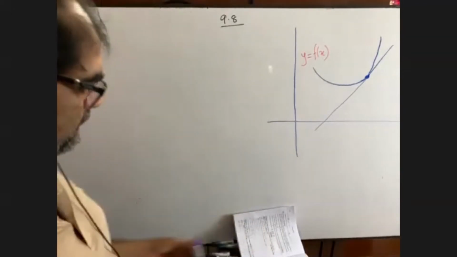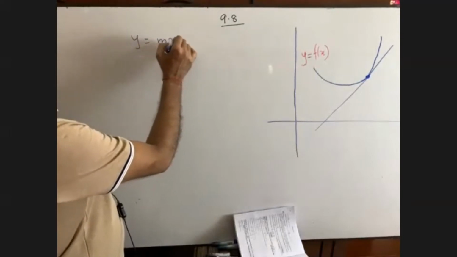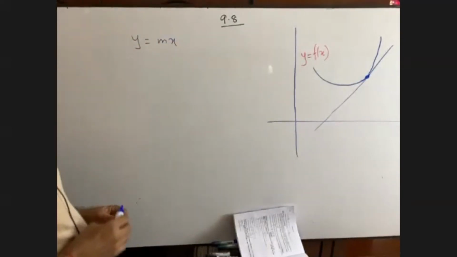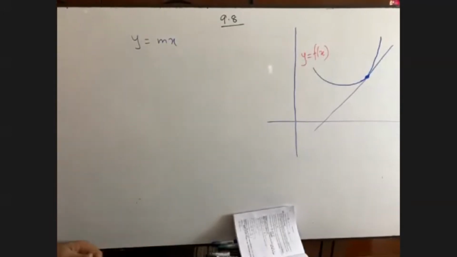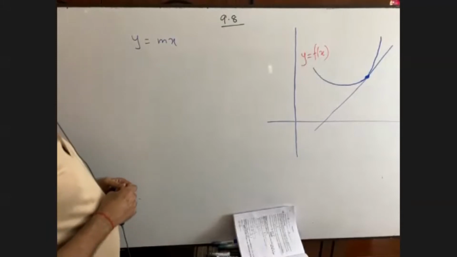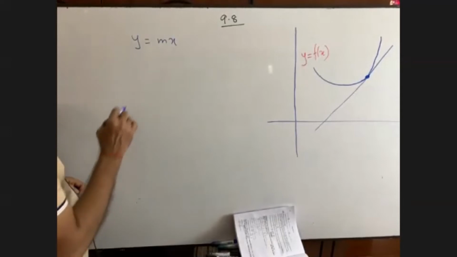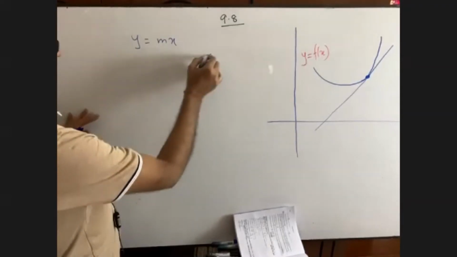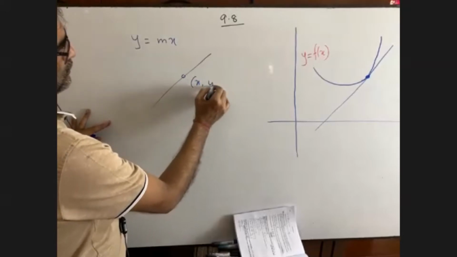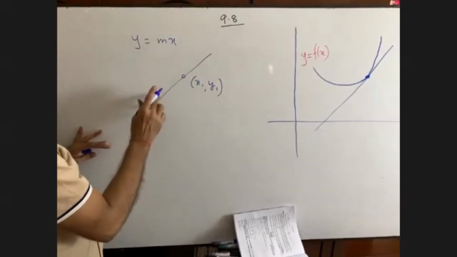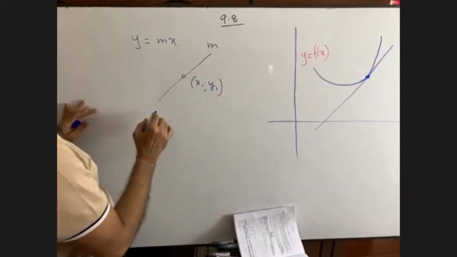Normally, what we know: y equals mx. It is an equation of a straight line which passes through the origin, right? Is it? It passes through the origin. Okay. If a point is given, suppose this point is given, x1, y1, and its slope is m. Then what will be its equation?